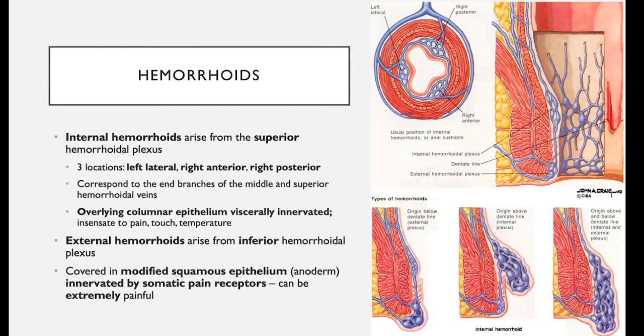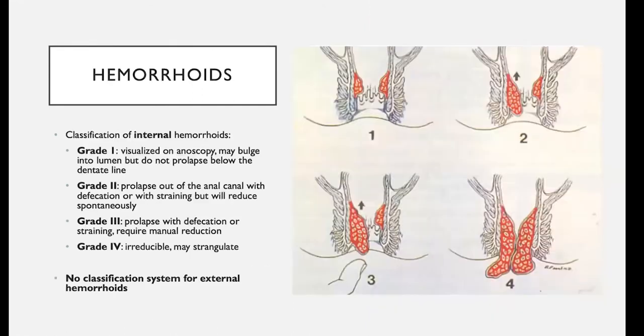The overlying epithelium for internal hemorrhoids are viscerally innervated, so they are insensate to pain, touch, and temperature, whereas external hemorrhoids are innervated by the somatic system, so these can be very, very painful. Internal hemorrhoids are classified into 4 different types, whereas external hemorrhoids don't have a classification system.